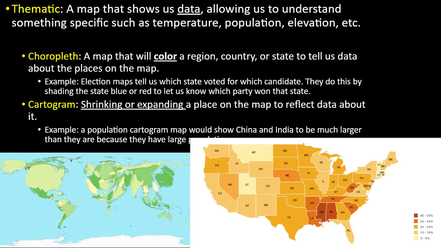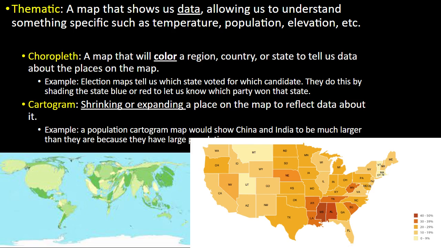Okay, so the other maps are what I affectionately call the lying maps. They can lie to you. These are thematic maps. These maps show us data, allowing us to understand something specific, such as temperature, pollution, elevation, who voted for who. You're going to see these types of maps during presidential elections. We have one coming up.